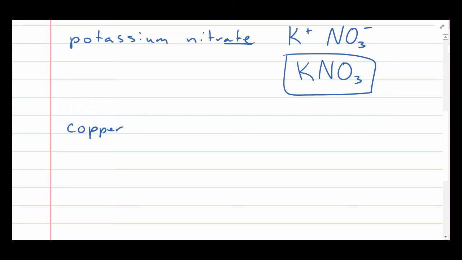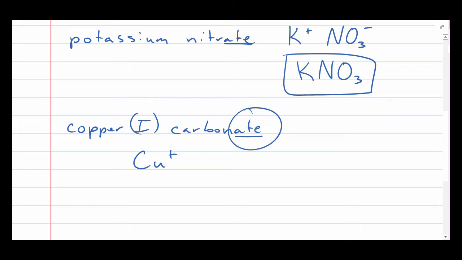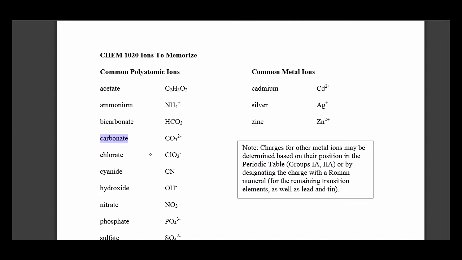Copper(I) carbonate. Copper(I) carbonate. We see the name copper(I). That tells us we're dealing with Cu that has a charge of 1 plus. Carbonate with the ATE suffix tells us this is a to-memorize ion. The formula of the carbonate ion is CO3 with a charge of 2 negative. And again, that comes from your sheet right here, the carbonate ion.